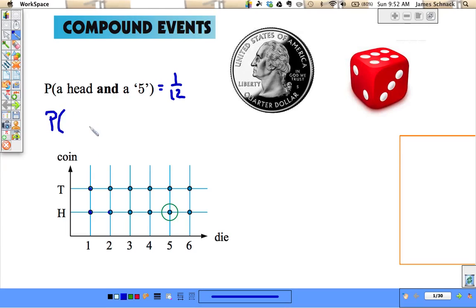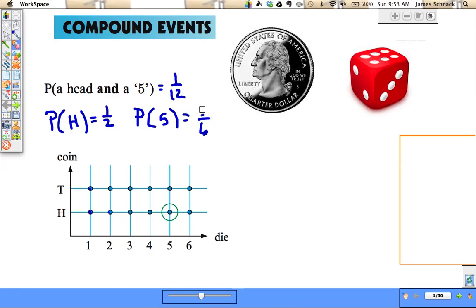Let me ask you this. What's the probability of getting a head? Well, you'd say that's 1/2. Easy. Give me something hard. Okay. What's the probability of getting a 5? And again, you'd probably say easy. It's 5/6. Give me something hard. Not 5/6, 1/6.